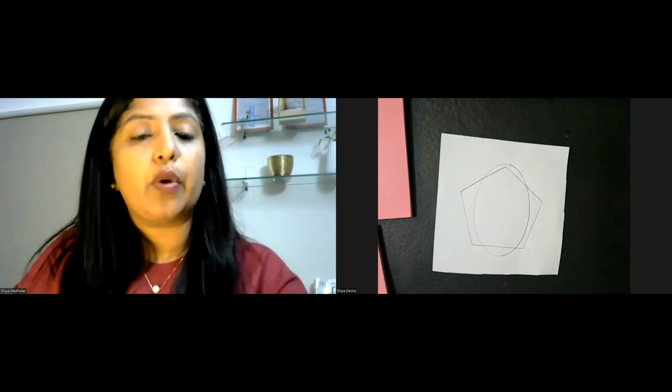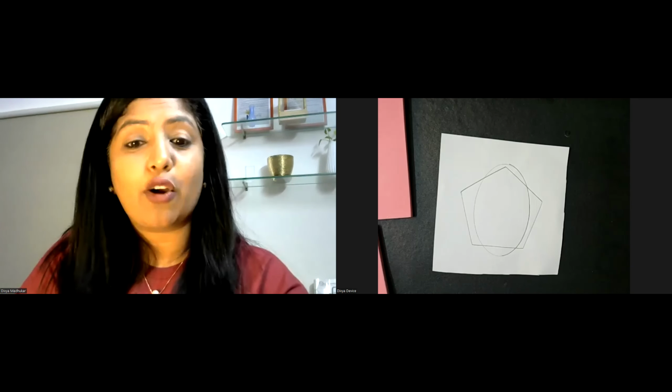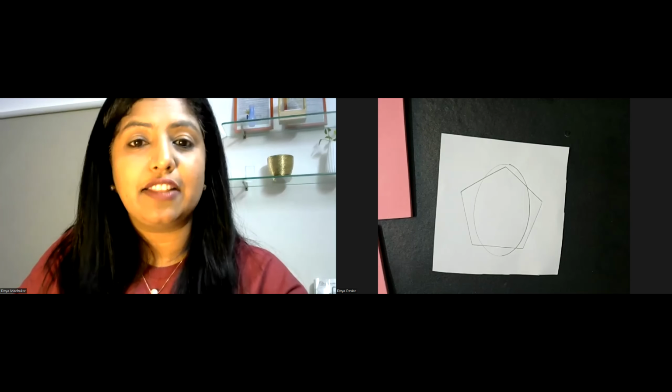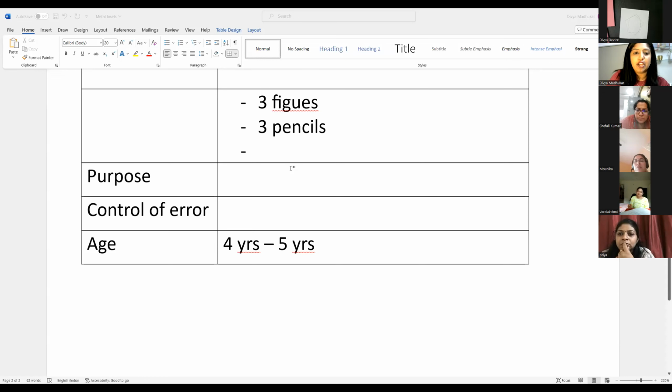Now, why do you think we work on this exercise? What would be the purpose? Why should I be using this? Kids will increase their eye-hand coordination. Very good hand-eye coordination, and most importantly, the strength. Yes, the muscular strength for the child would also increase. So I can say this is a pre-writing skill.